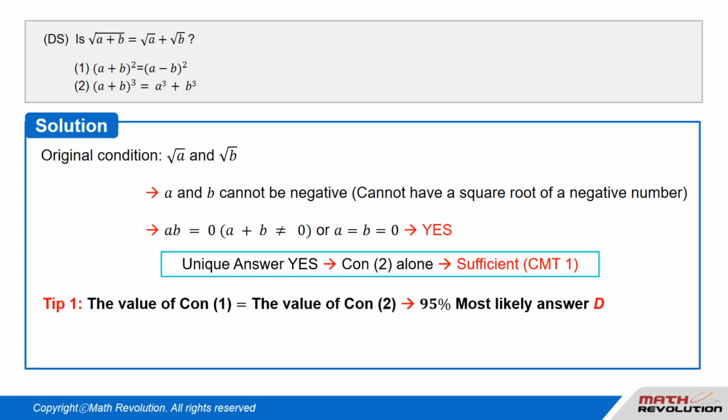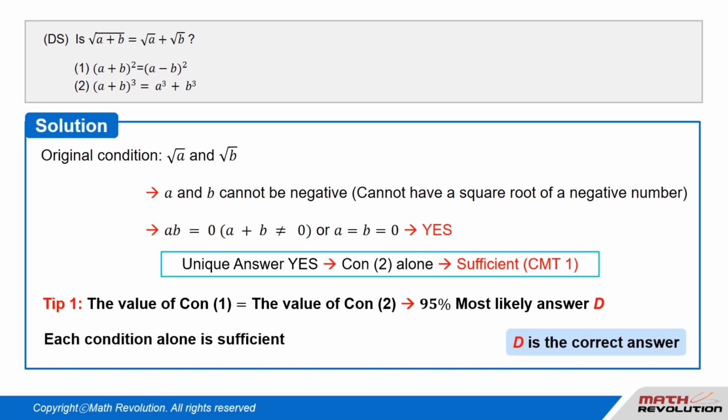Also, according to tip 1, it is about 95% likely that D would be the answer when the value of condition 1 is equal to the value of condition 2. Each condition alone is sufficient. This is a typical question that has D as the answer because of whether a times b is 0. Based on the modification, the first step of the variable approach, which leads to condition 1 equals condition 2, this type of question often appears on the exam. So, D is the correct answer. Answer D.